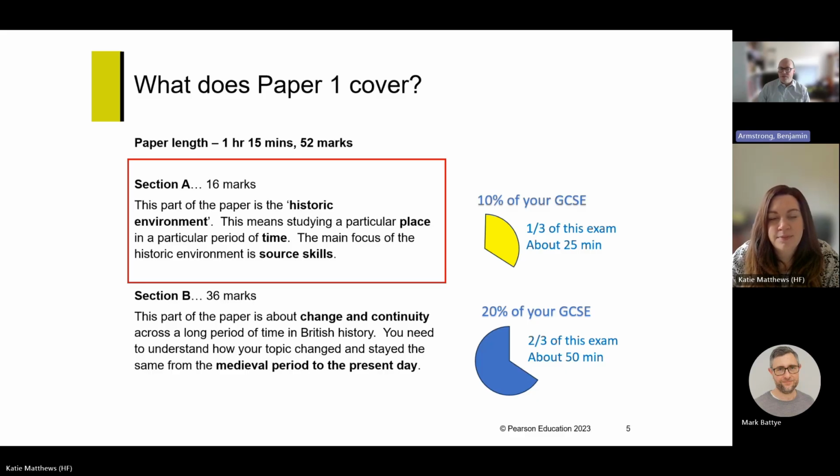So although you've got 1 hour and 15 minutes for the entire exam, you really want to aim to spend something like 1/3 of your time on section A. So that would mean something like 25 minutes. The main focus of section A is our historic environment study. And what that means is studying a particular place in a particular period of time. And the main focus, as you're going to see when we talk about the questions, is source skills.